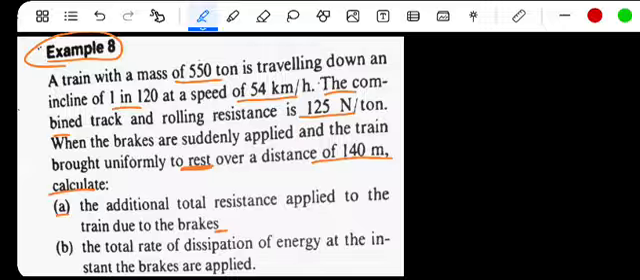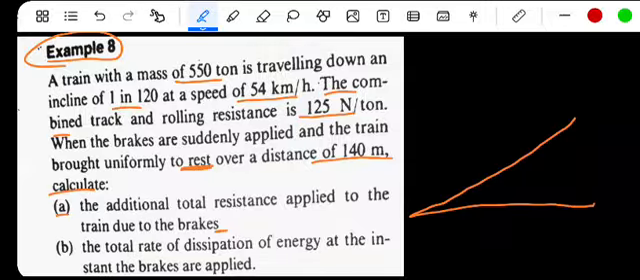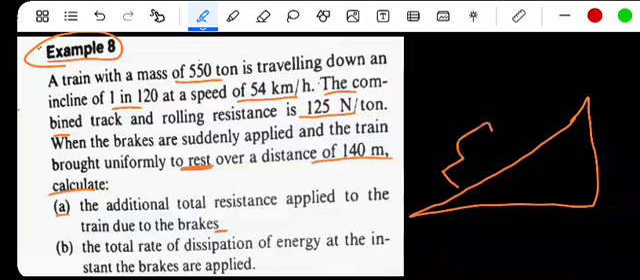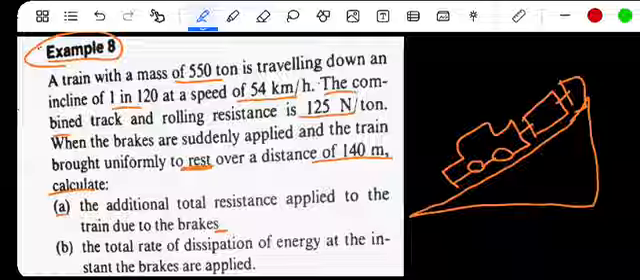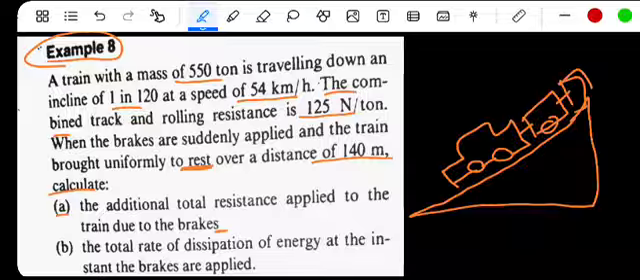It says now calculate A, the additional total resistance applied to the track due to the brakes. Remember, here you have an incline. If you have a locomotive pulling some trucks, let's say three, there is the rolling resistance acting in the opposite direction.